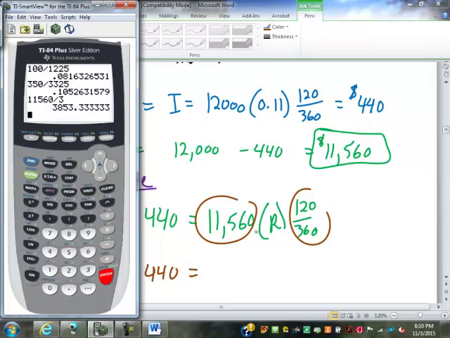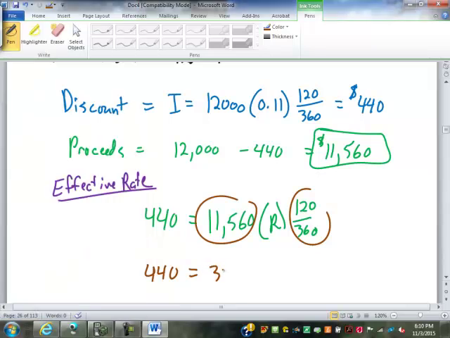Which gives us $3,853.33. Now, notice I did not hit clear on my calculator, because since this is a continuing, repeating decimal, 1/3, if I write it down and punch it back in, it's going to be rounded off. So I want to keep it in the calculator.